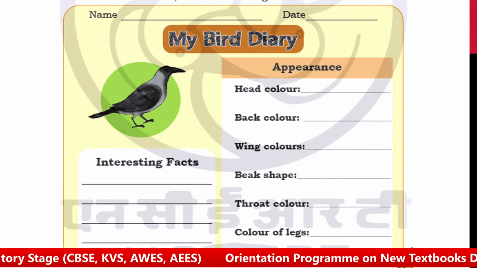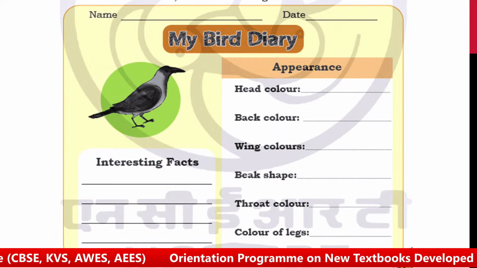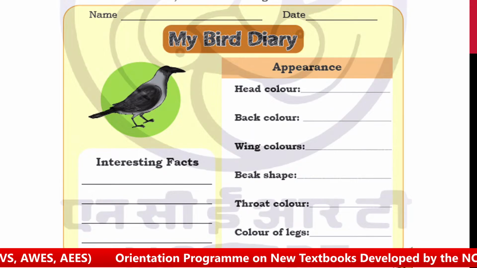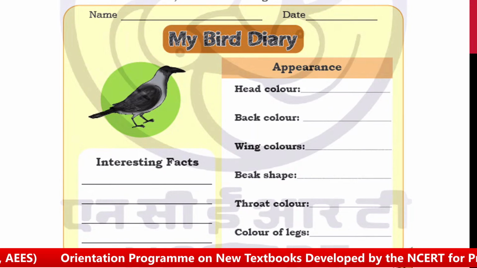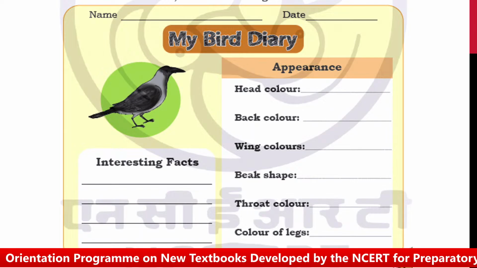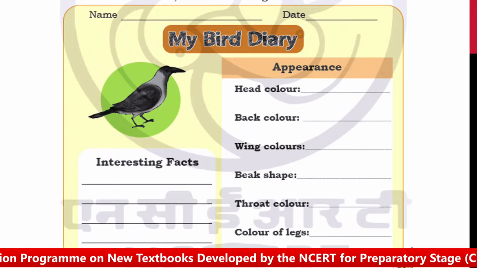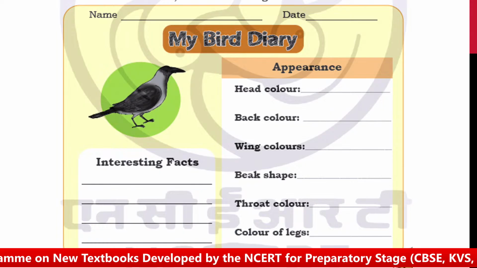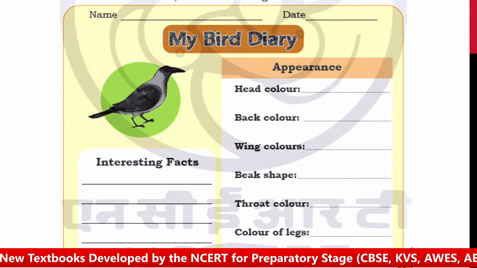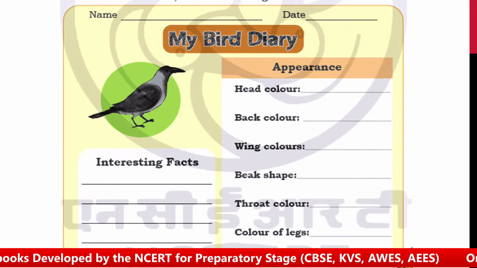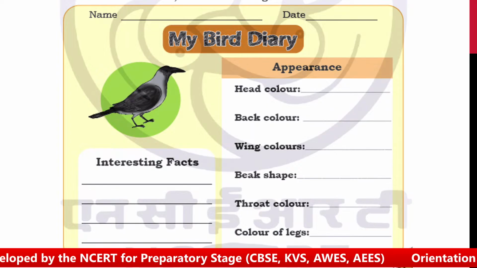This is another example wherein children have to observe different birds and come out with a bird diary, and they have to record interesting facts about the bird, their head color, back color, and other details as well. So we tried different modes of assessment throughout the book.